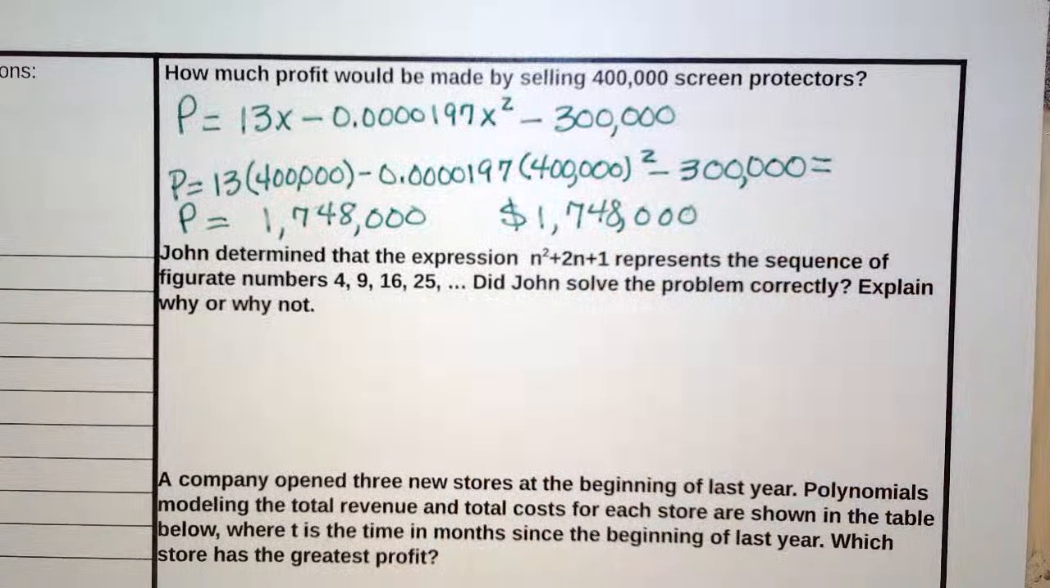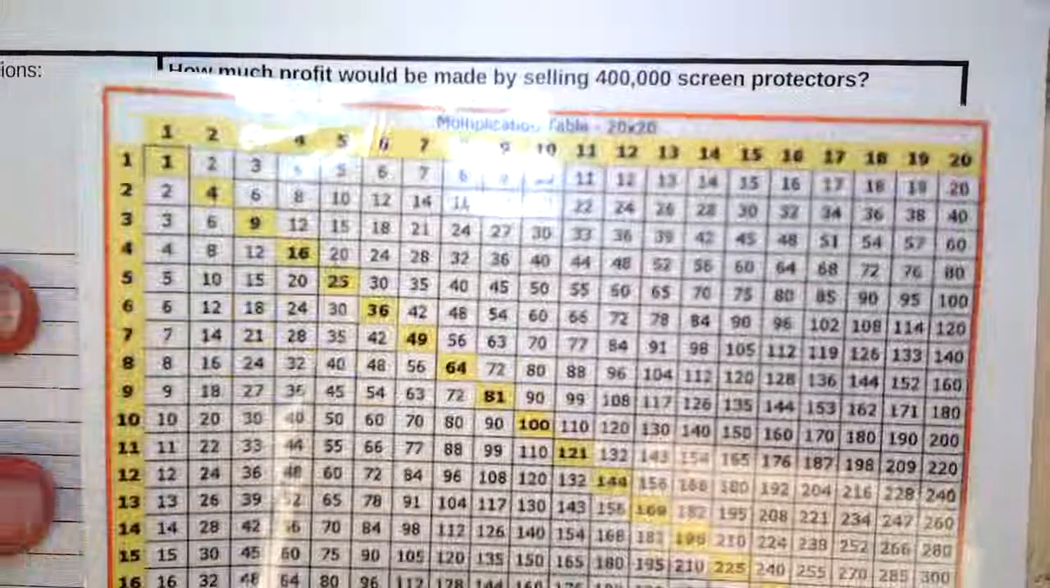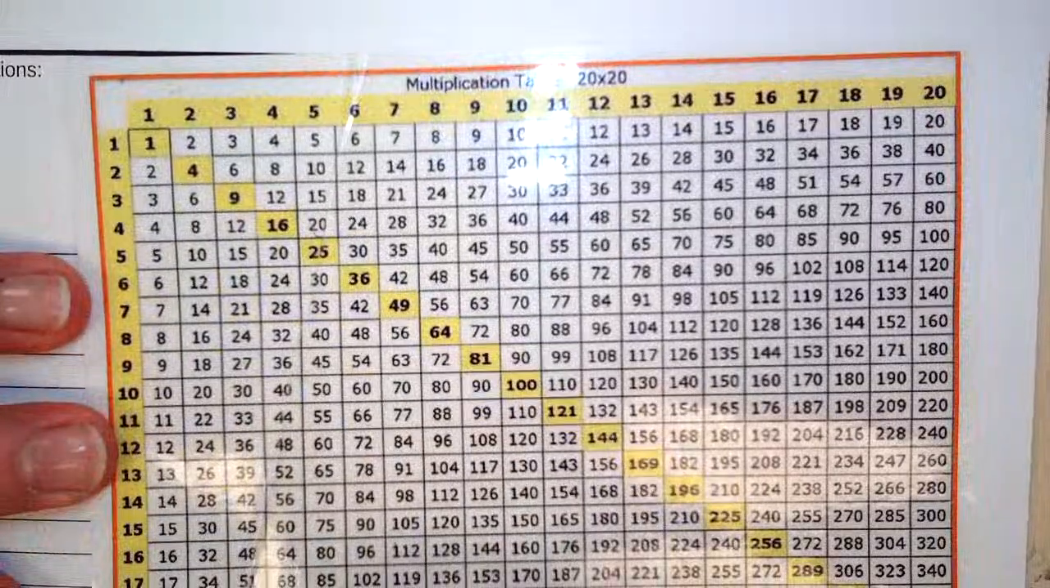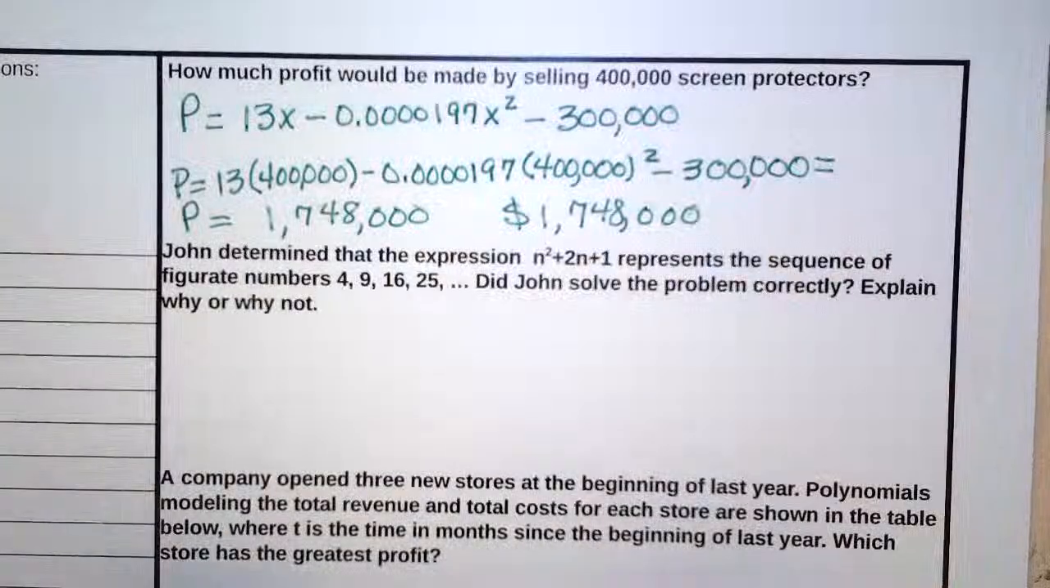Okay, John determined that the expression n squared plus 2n plus 1 represents a sequence of figurate numbers 4, 9, 16, 25. What is a figurate number? I want you to pause for a minute and think about what we know about these numbers. If you look at your multiplication tables, these numbers are all perfect squares. So, did John solve the problem correctly? Explain why or why not.